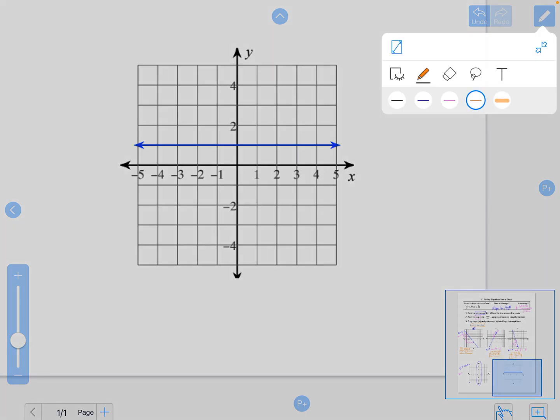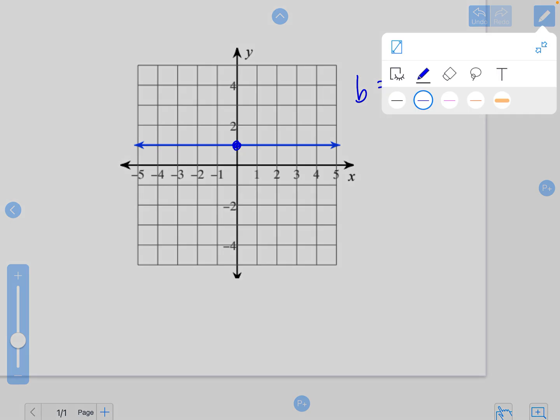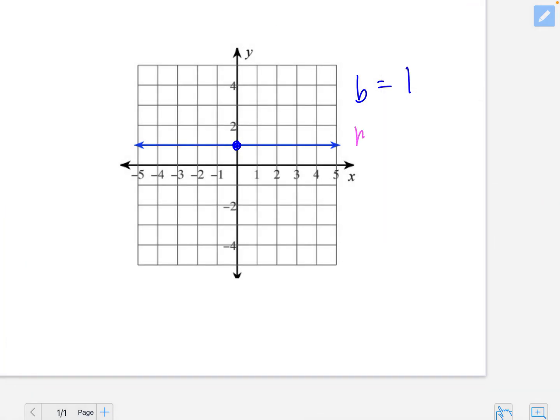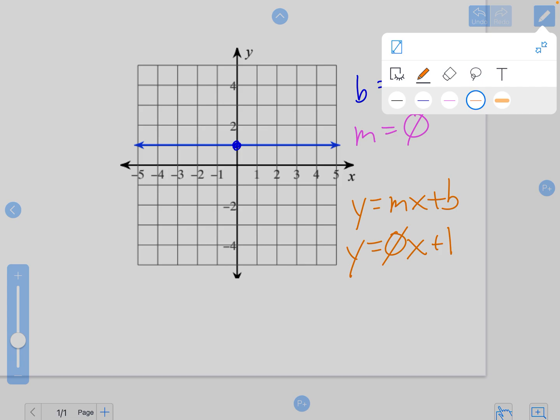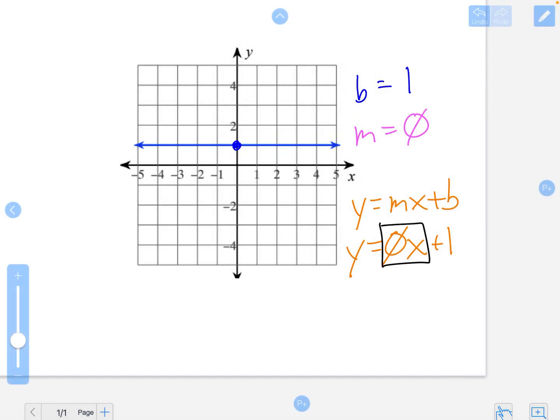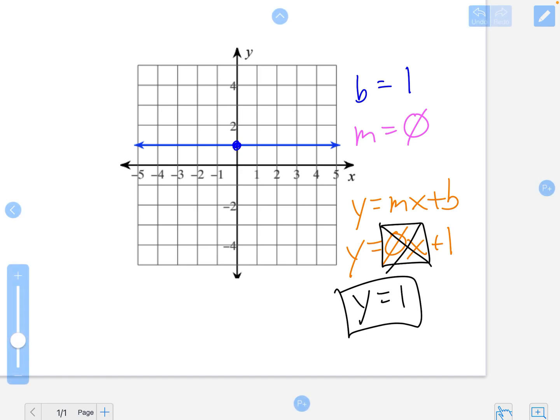All right, so this line right here, we've got our y-intercept, which right here is +1. For our slope, we know that this is a horizontal line, which means that our slope is 0. And so now we can plug this into y equals mx plus b. So it's y equals, our slope is 0. Then we write our x, and our b is +1 since it is positive. But one thing that we know is that anything times 0 is 0, and it's going to go away. So I'm left with y equals 1 as my equation of this line.